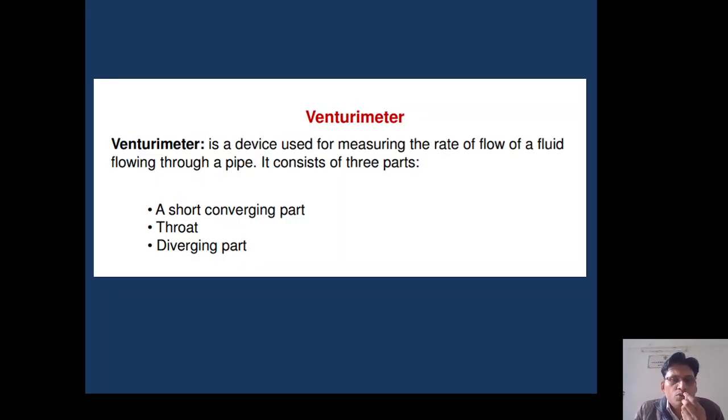Venturimeter is a device used for measuring the rate of flow of a fluid flowing through a pipe. It means venturimeter is used for the flow measurement in a pipe. It consists of three parts. First part is the converging part, second is the throat, and third is the diverging part. So venturimeter has three parts. We will understand these three parts by diagram.